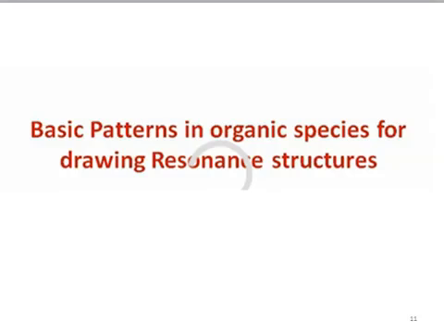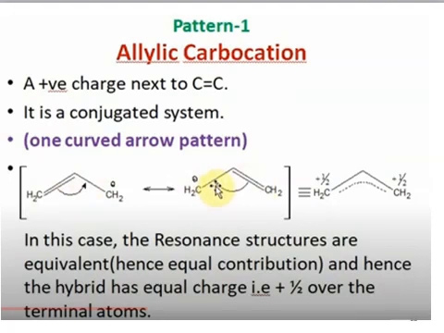Now we'll move towards the basic patterns for drawing resonance structures. There are basically 5 basic patterns. We'll discuss them one by one. The first pattern is the pattern of allylic carbocation, right? An allyl system is a system in which there's a double bond, and next to this double bond we have an sp3 carbon, so a single bond next to a double bond. This is the allyl group, and this carbocation is the allyl carbocation, right?